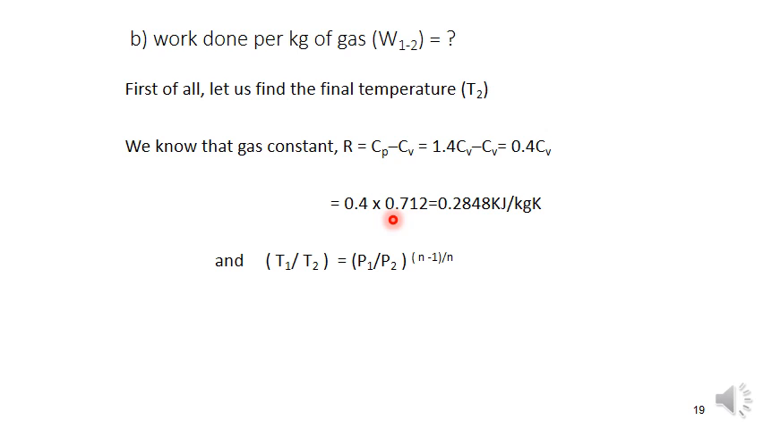And we know the relation between the temperature and the pressure in a polytropic process, that is T1 by T2 is equal to P1 by P2 whole power n minus 1 by n. In the problem they gave only the T1 value, they didn't give the T2 value, so we have to calculate this T2 value. So T1 by T2 is equal to P1 by P2 whole power n minus 1 by n.